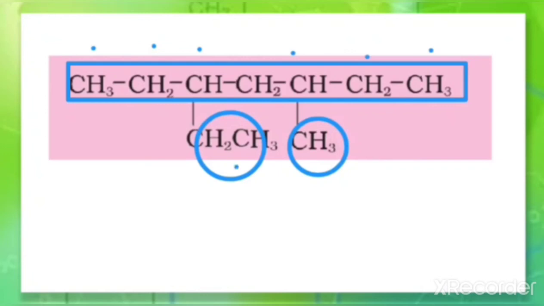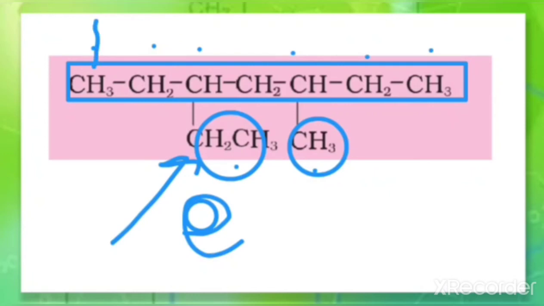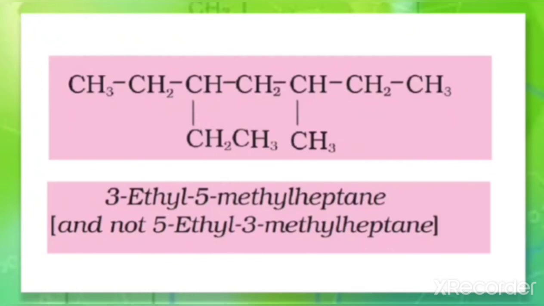So here ethyl is there, methyl is there. E comes first alphabetically, therefore we have to give the minimum number to the ethyl group. That means counting should be from this side: 1, 2, this one will be third, fourth here, fifth this one, 6, 7. So one substituent is on the third position and one substituent on the fifth position. So how do we name this one? That is 3-ethyl, 5-methyl, and the number of carbons in this chain, when you count, 1, 2, 3, 4, 5, 6, 7, is heptane. So 3-ethyl, 5-methyl heptane.